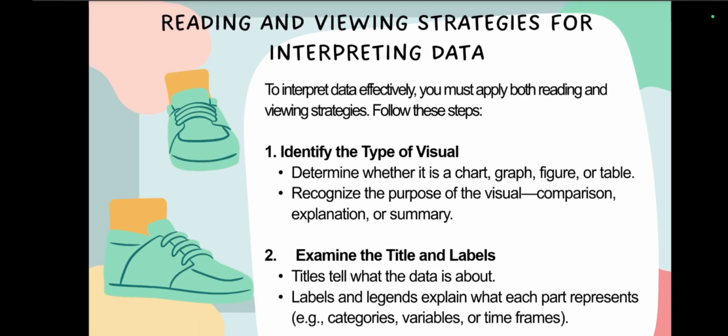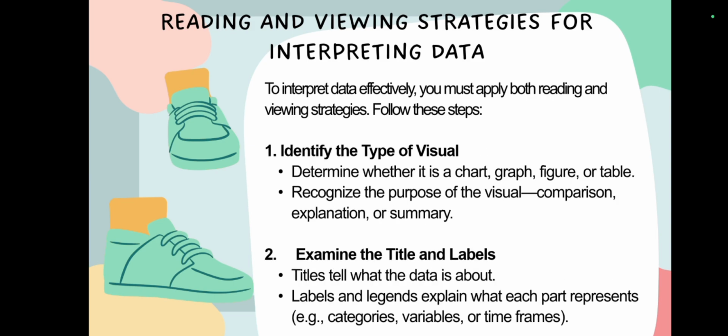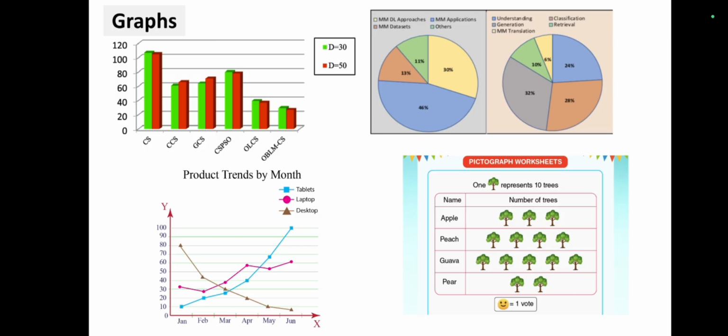For example, dito yung label niya is CS. Yung pangalawa, CCS. Or GCS. O dito naman, yung yellow na part, that is a label, MMDL approaches. Yung 13% is the MM datasets. Yung 46%, or the color blue, is the MM applications. And then yung 11% is the others.